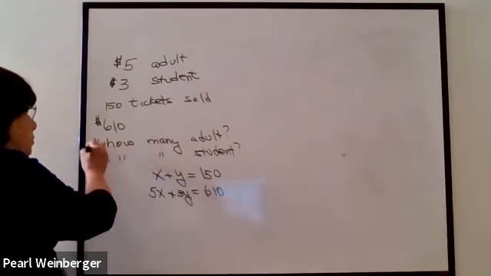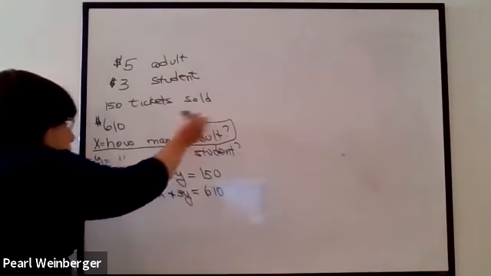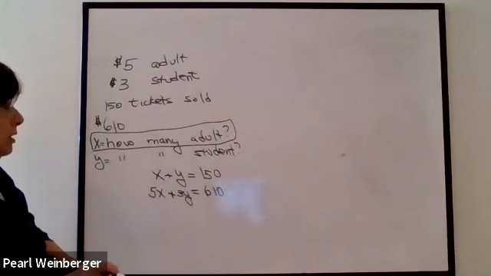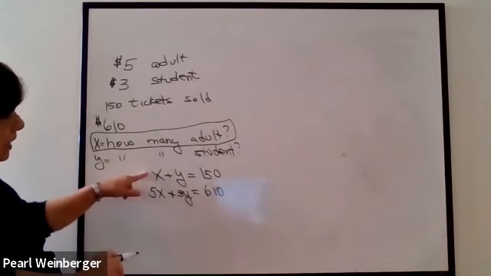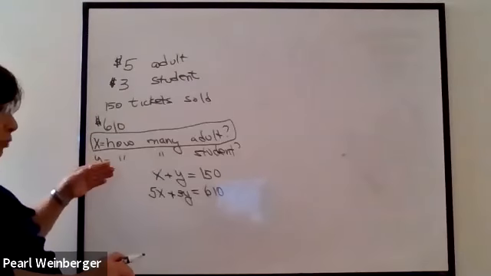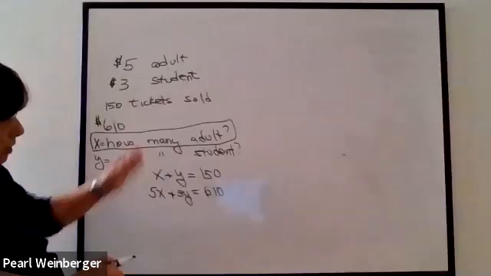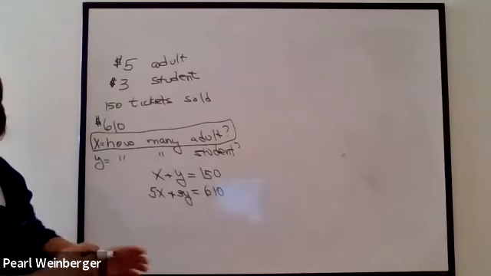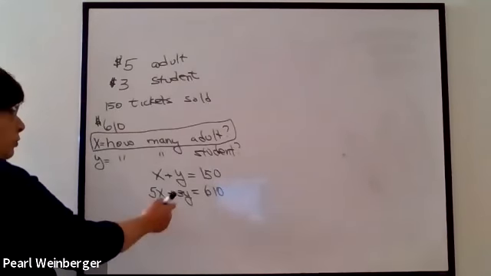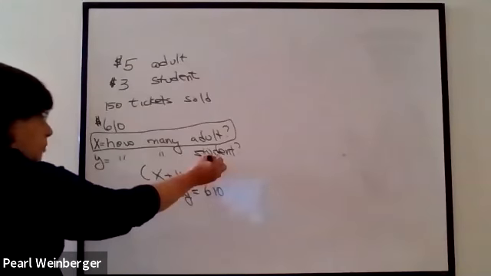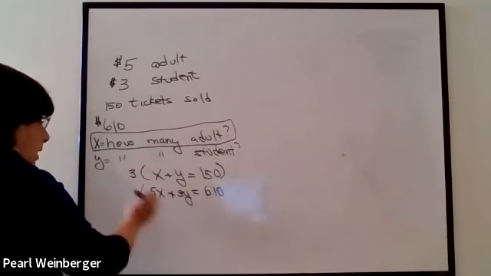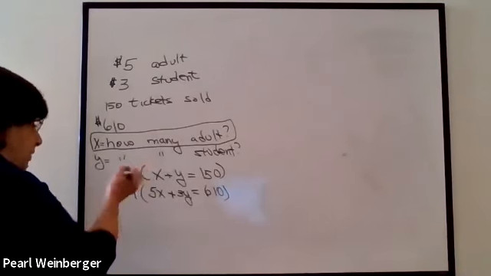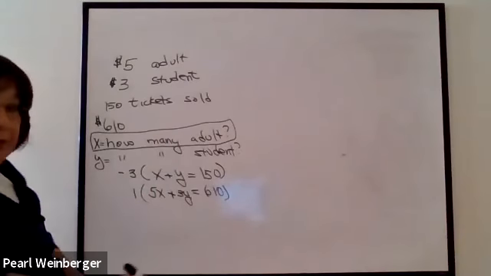Now, the original question was, how many adult tickets were sold? I just added this myself. So if we want to know how many adult tickets were sold, we want to figure out what X is. The most direct way is the elimination method. Let's eliminate the Y, because when we get rid of the Y, that will help us find the X. So if I want to get rid of the Y, I'm going to multiply the top equation by 3 and the bottom equation by 1. And since these are both pluses, I need one of them to be negative. As I said, I always go with the top to be the negative.